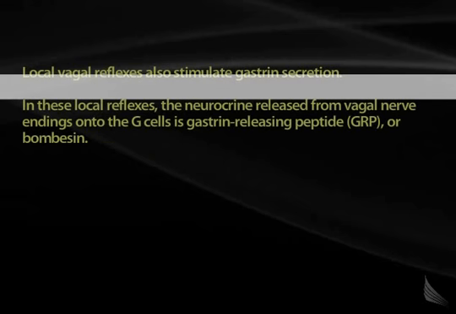Vagal reflexes also stimulate gastrin production and play an important role in acid secretion. Historically, in patients presenting with peptic ulcer disease, a vagotomy was often the therapy of choice, as this was one way of reducing gastric acid secretion. With vagal reflexes, a neurocrine is released from vagal nerve endings onto the G cells, and this is gastrin-releasing peptide. So GRP is released on vagal stimulation and results in gastrin secretion and subsequently acid secretion in the stomach.